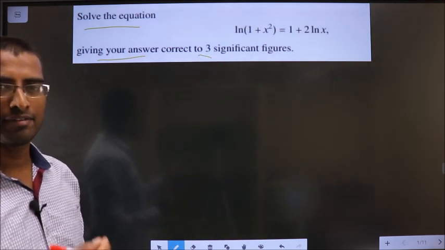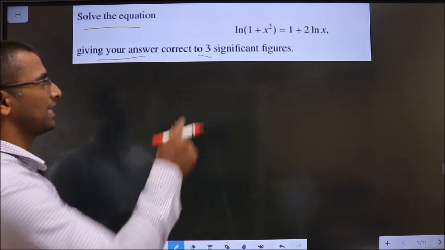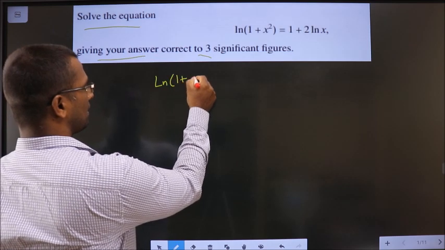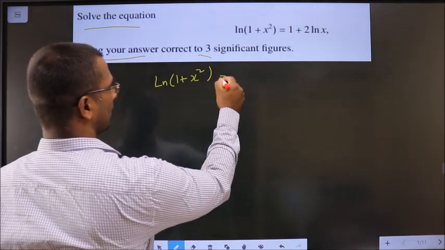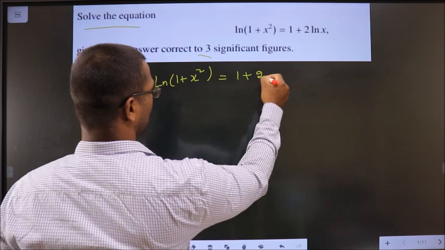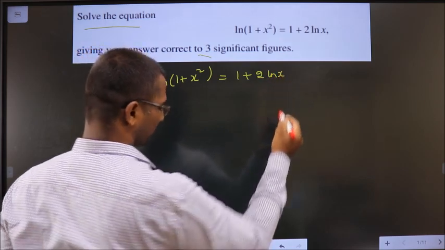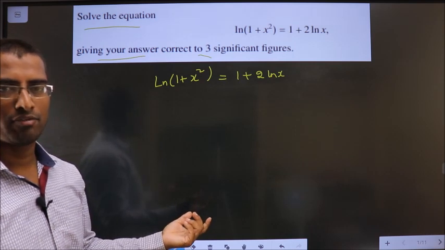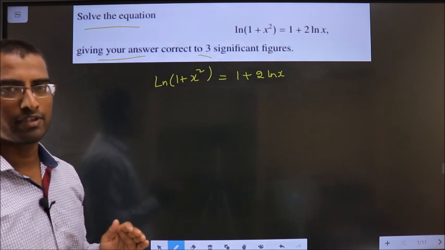Let us write the given equation first. Given equation is ln(1 + x²) = 1 + 2 ln x. We need to simplify to get the value of x. Now how do we simplify?